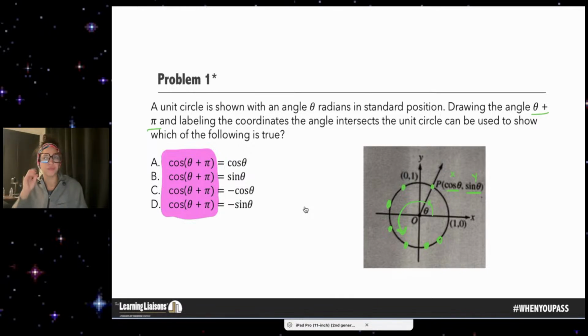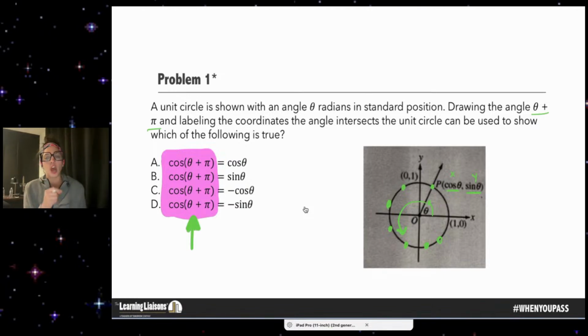unless, well, actually, that's a lie. I'm sorry, because it could be like square root of 3 over 2, comma 1/2, and then it could be 1/2, comma square root of 3 over 2, depending on what you add. So I'm sorry, that is not necessarily true. But what I am starting with is cosine of theta plus pi. That is what we are starting with.